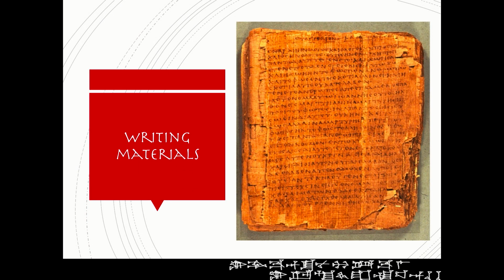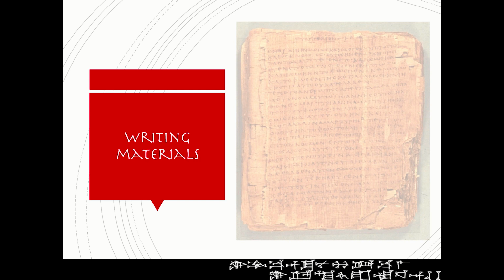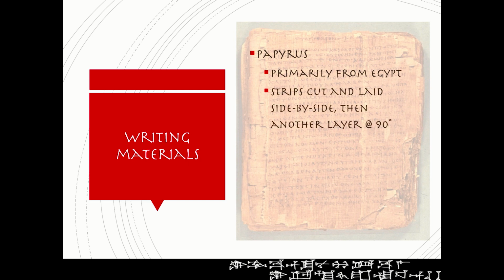Now, papyrus was the earliest material to be used for the New Testament manuscripts. Papyrus comes primarily from Egypt. That's where it was primarily manufactured. Strips were cut and laid side by side, and then additional strips were cut and laid perpendicular to those, side by side, and then they were moistened and fused together that way when they dried.